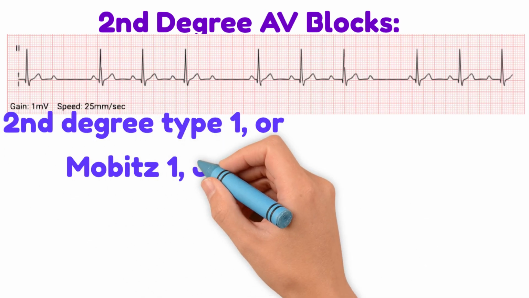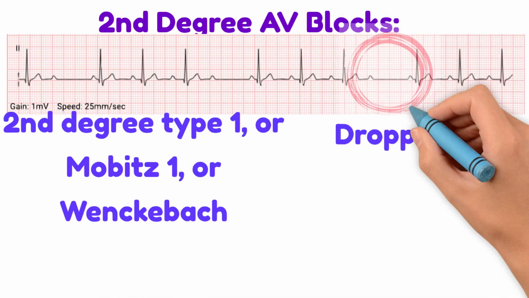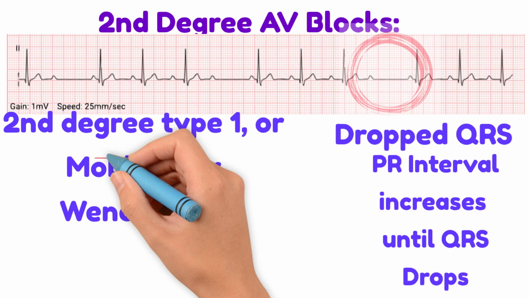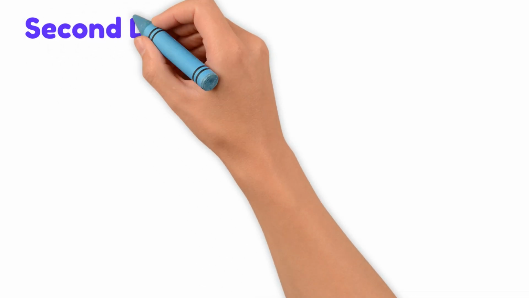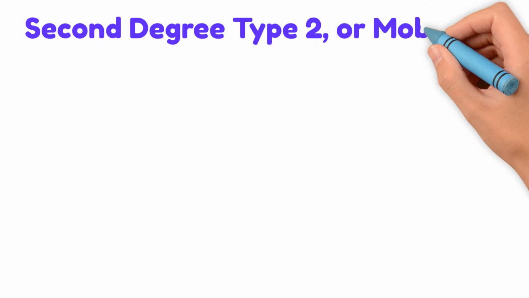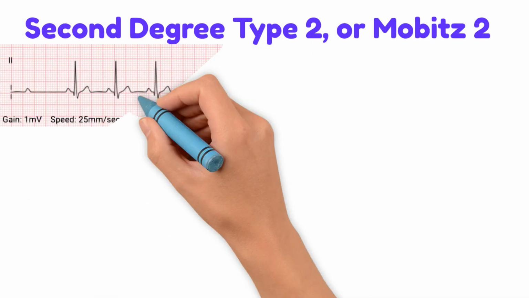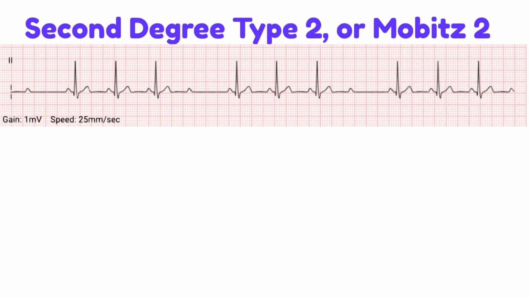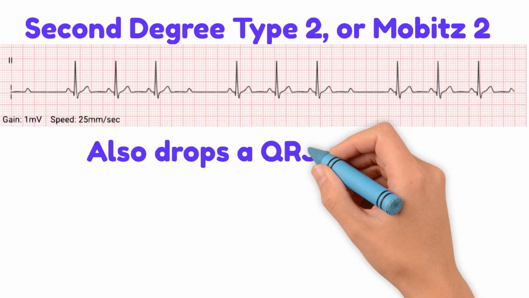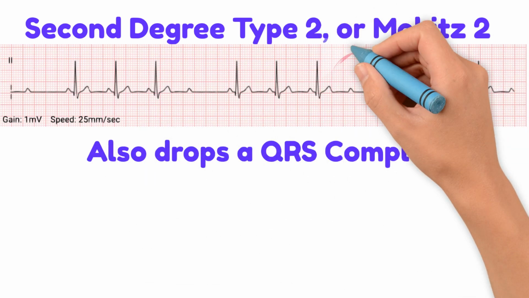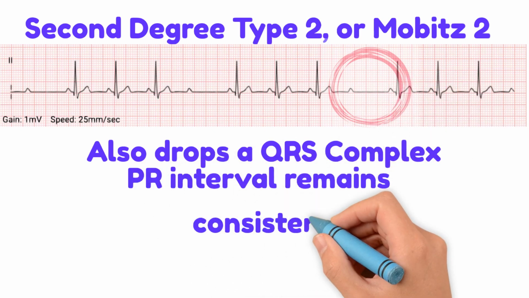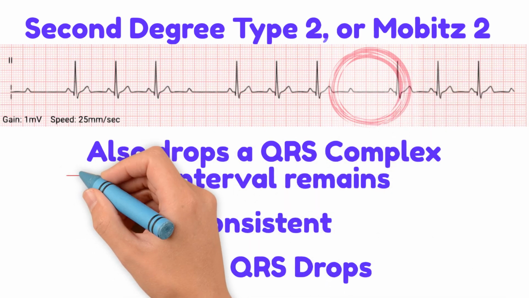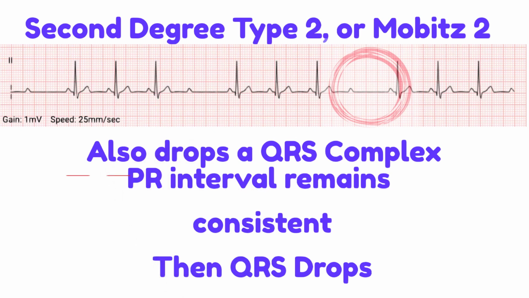In a second degree type 1, also known as a Mobitz 1 or a Wenckebach, the PR interval increases until the conduction gets blocked, and then it resets to start the pattern over again. A second degree type 2 or Mobitz 2 also presents with a dropped QRS complex. However, the PR interval remains constant until the electricity gets blocked. This also presents in a pattern form like 3-1 or 4-3 or something to that effect.